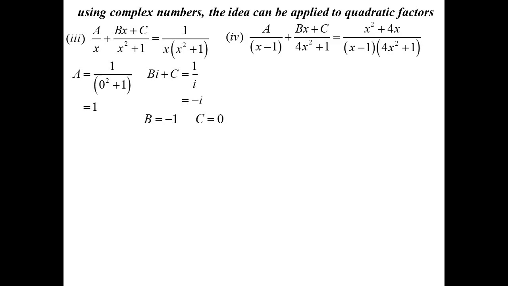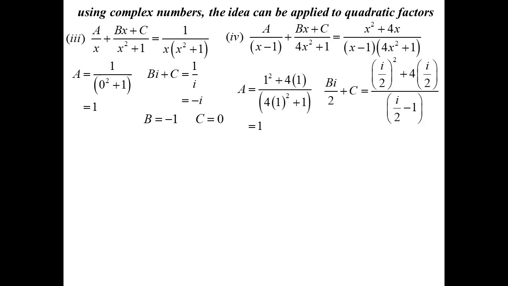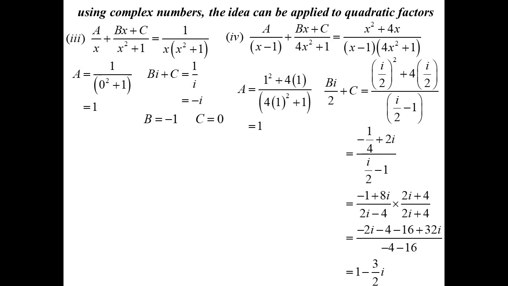So what would I have done for this one? For a, cover up the x minus 1, substitute in 1. Alright, the next one's a little bit trickier. What makes 4x squared plus 1 equal to 0? Substitute in a half i. Play around with the right hand side and eventually get it.